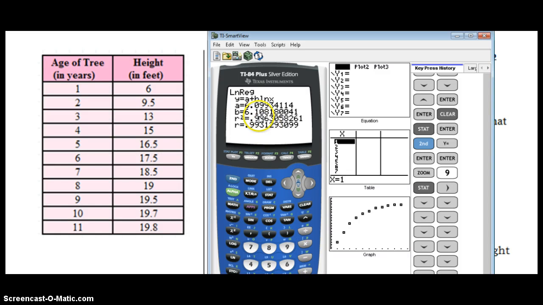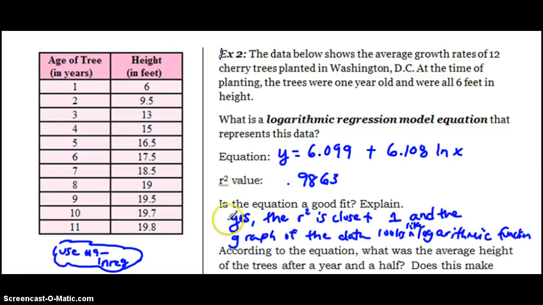And here's our equation. Again, we're going to use 3 decimal places for A and 3 decimal places for B. And you can see this is a good fit equation. Our R squared is close to 1. So go ahead and pause the video and write that information in. Okay, so don't forget you're always going to use number 9 when they ask you to run the logarithmic regression. So the natural logarithmic regression.